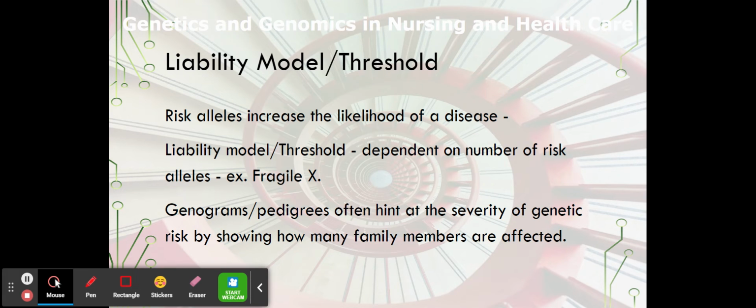Well, if you take one of those 23andMe tests and it tells you that they didn't identify any of these risk alleles, that doesn't mean that you don't have them. It just means that 23andMe didn't find them because either they haven't been identified on the genome or 23andMe is not the best test in the world. So that's just a little information for you. Genograms and pedigrees a lot of times are very useful at hinting at the severity of genetic risk because they show you how many family members are affected. So that could tell you how many risk alleles are kind of circulating in your family tree.